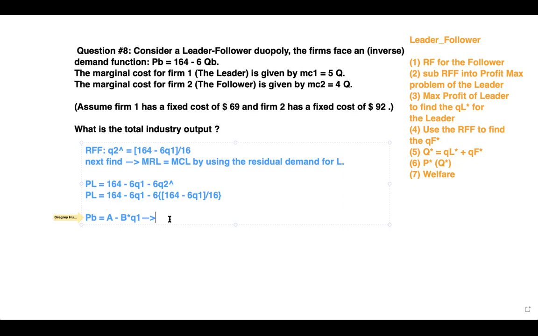So they got 102.5 minus 3.75 Q1. Okay. So do you need some help, Stephen, or are you good? No, I see where I messed up.